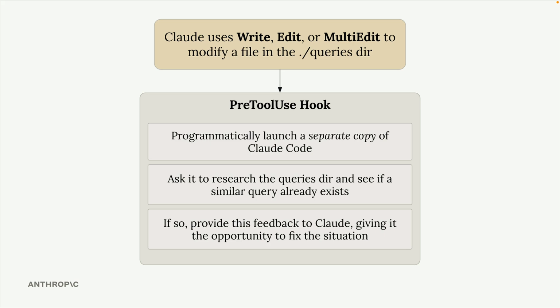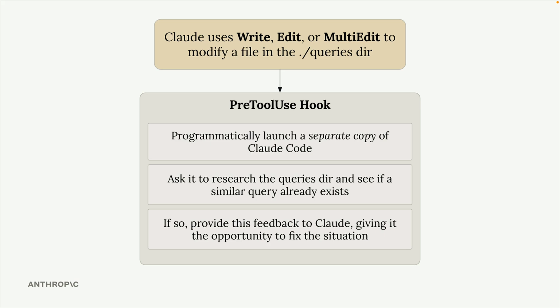First, inside this hook, I'm going to launch a brand new separate copy of Claude Code. I'm then going to ask this new copy to take a look at the change that was just made and take a look at some of the existing code inside the queries directory and see if a similar query is already inside there. Then, if there is an existing query, I'm going to take that feedback and send it back to the original copy of Claude, and I'm going to ask Claude to maybe decide to fix the situation. So remove the added query and make use of the one that already exists. So this is going to allow us to make sure that the queries folder generally stays clean and doesn't have a bunch of duplicate code inside of it.